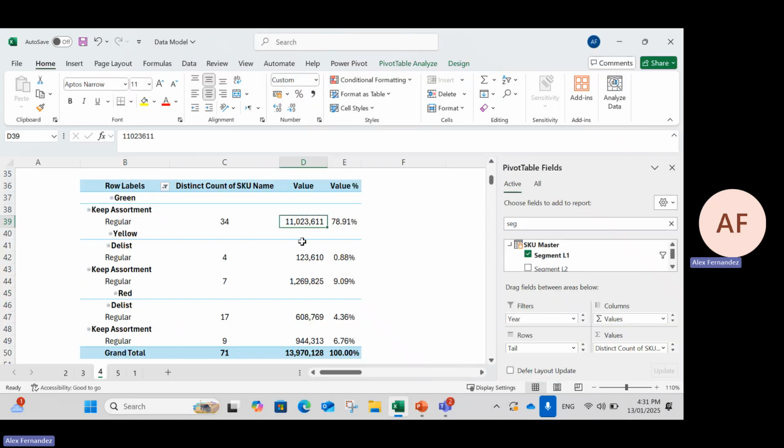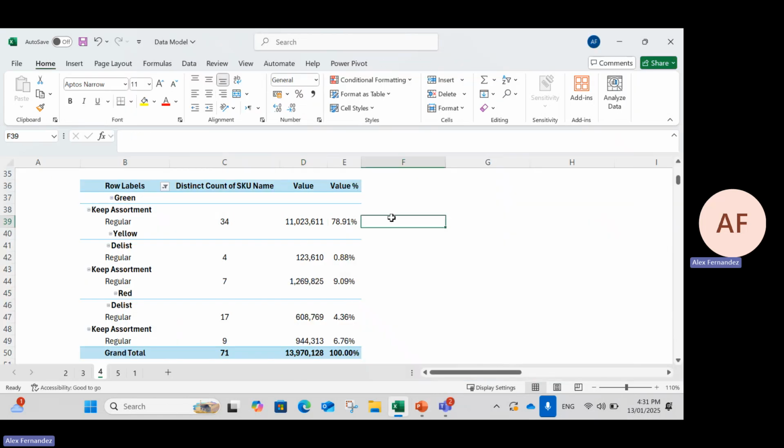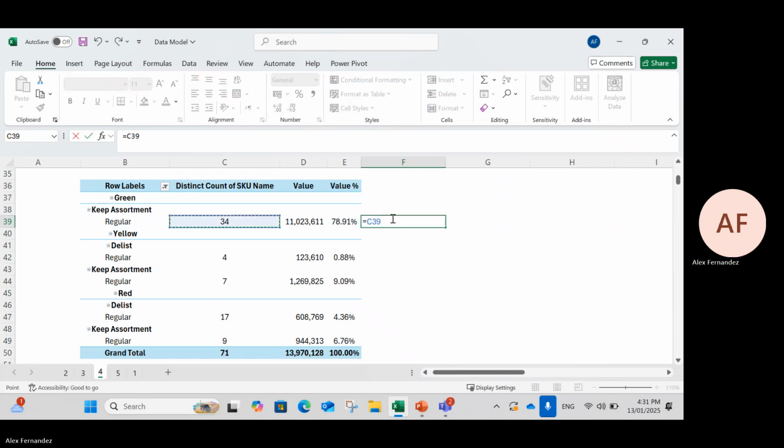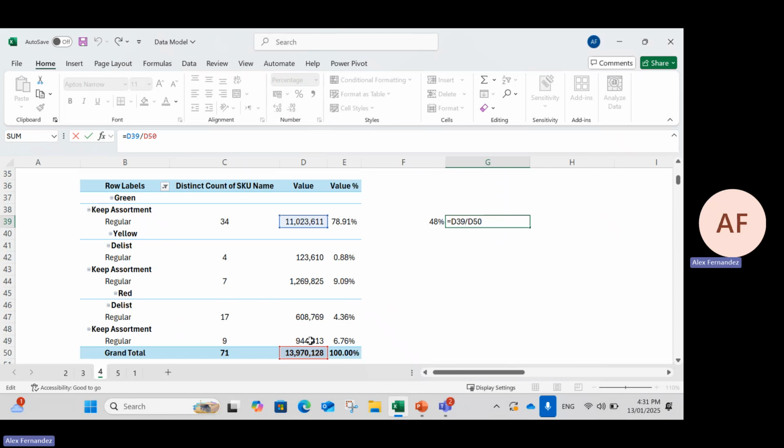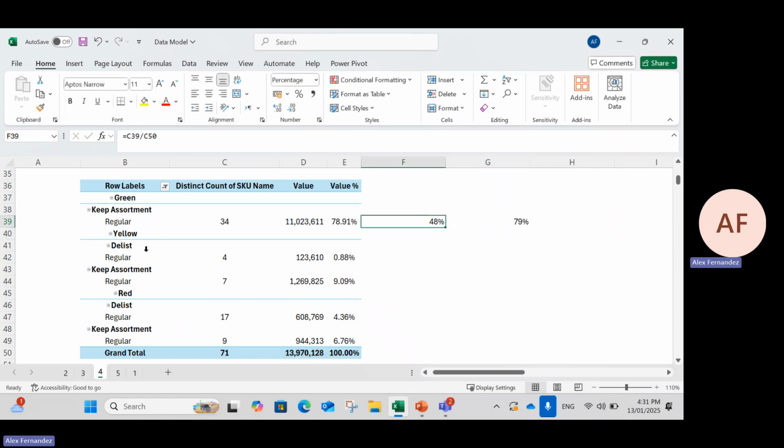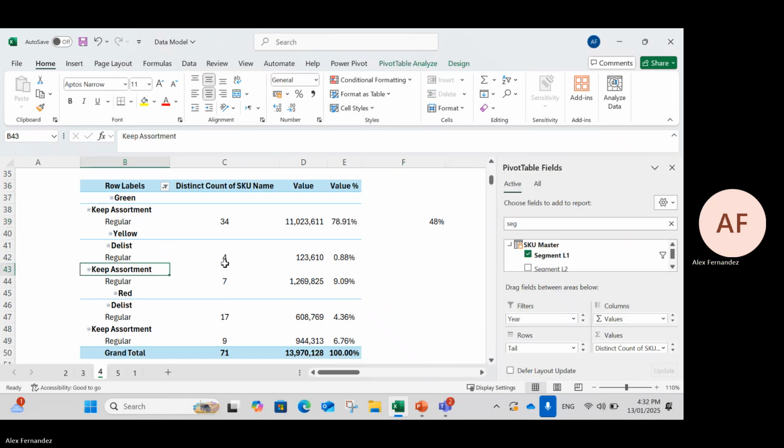And then for the share of assortment, it's equal to 34 divided by 71, which is 47% share of assortment. And for the next one, it's 11 million divided by 13 million. Then when we look at red, and that's it. Thank you.